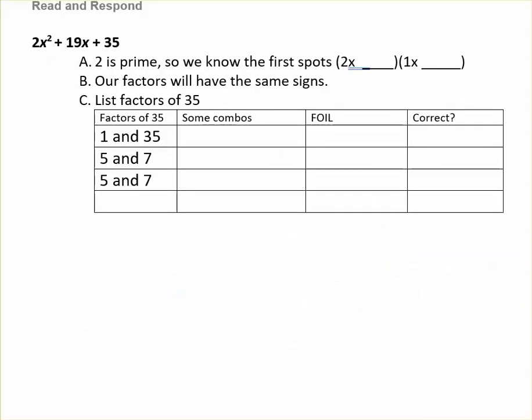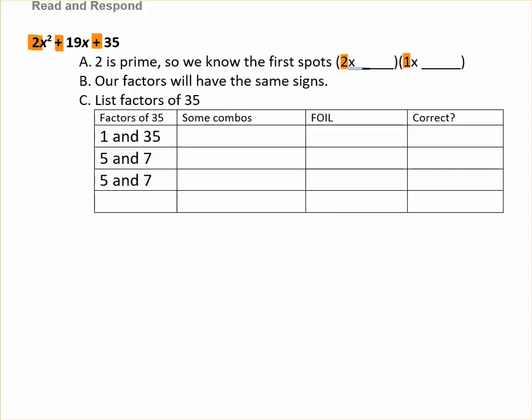So let's try 2x squared plus 19x plus 35. Now, one nice thing about this problem is that I notice that 2 is a prime number. So therefore, I know my first spots are going to be 2x and 1x. Then our factors are going to have the same sign because I have a positive 35 and a positive 19. So we're going to be adding them.